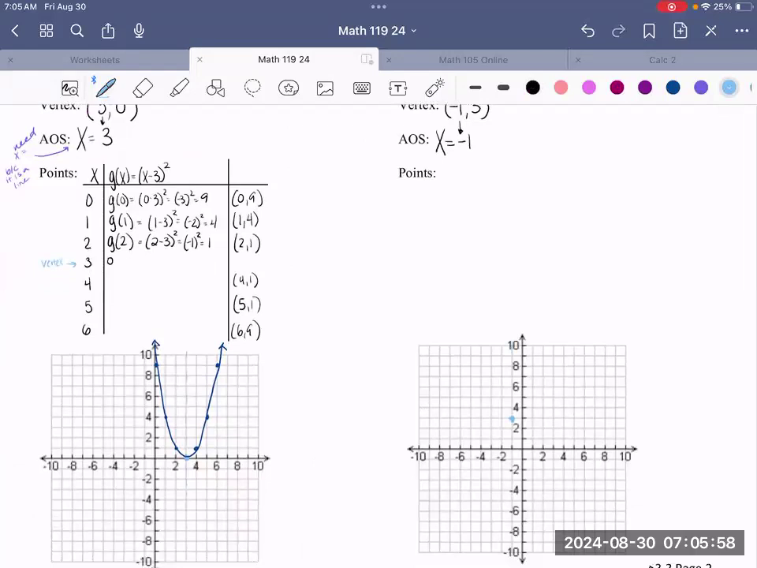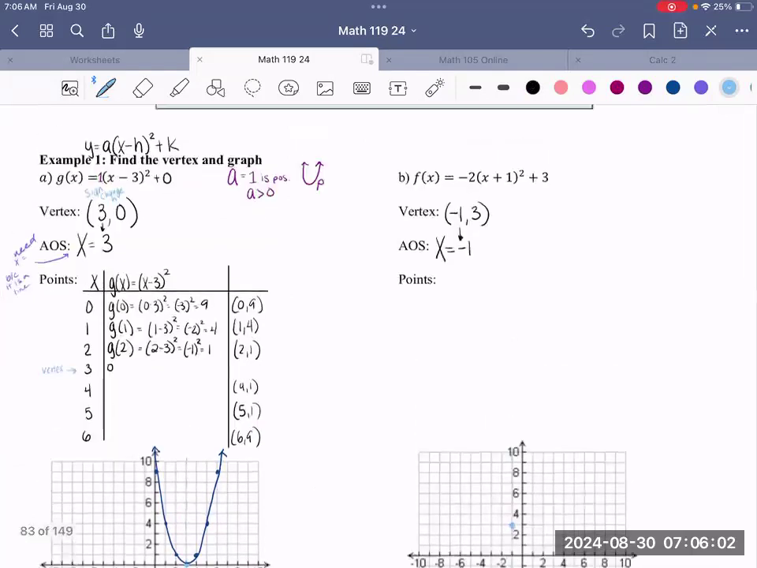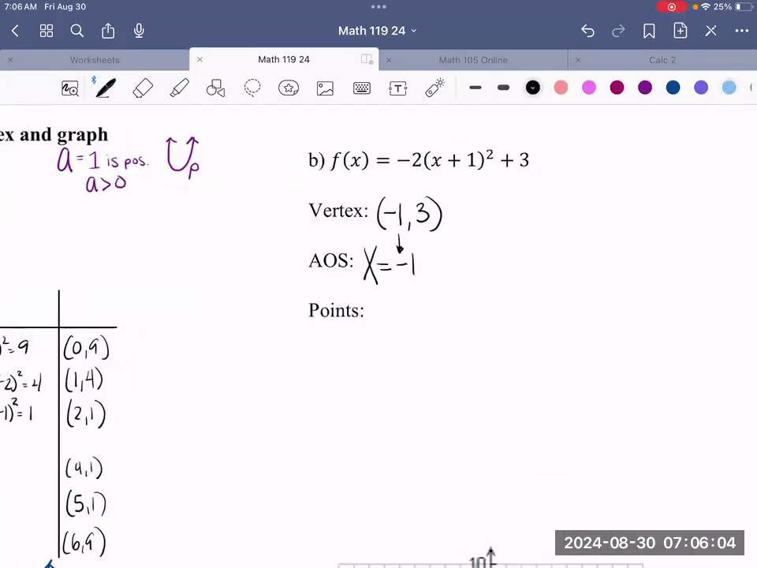We're all the way up there. We are nice and symmetrical. On a test, you don't have to graph the axis of symmetry line. I do think it's still helpful though. So we have f of x is equal to -2(x + 1)² + 3.